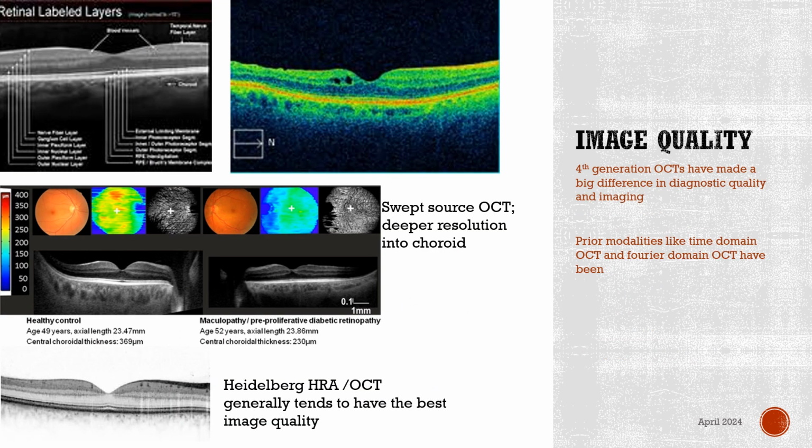Image quality is usually very good in the modern fourth generation OCTs. Prior modalities like time domain and Fourier domain OCTs have now been superseded almost everywhere by the newer methods. Generally, the swept source OCT has deeper choroid penetration, and Heidelberg OCTs generally tend to have the best image quality, along with capabilities of doing an FA as well as ICG and OCTAs as well.